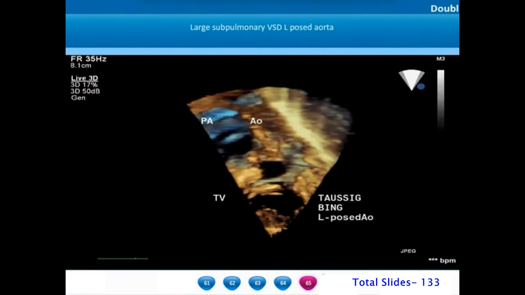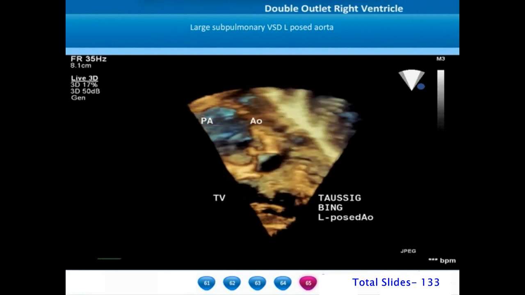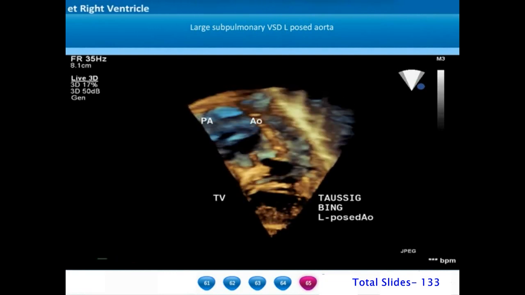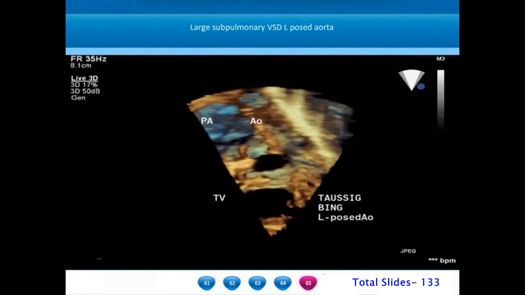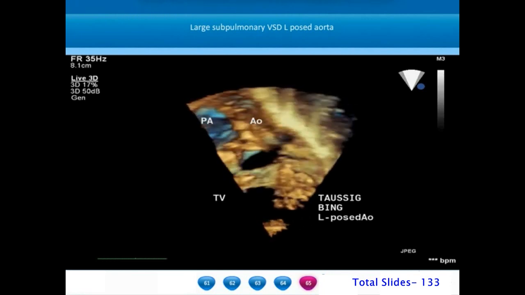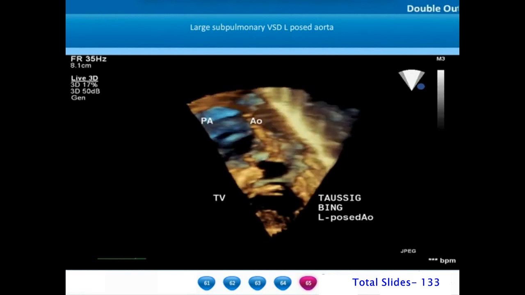The 3D en-face view of the right ventricular septal surface shows that the ventricular septal defect is very closely related to the pulmonary artery. However, it can be routed with a long tunnel towards the aortic annulus, which is located left and anterior to the pulmonary annulus.